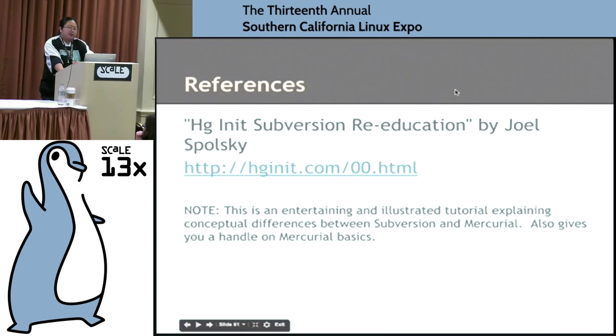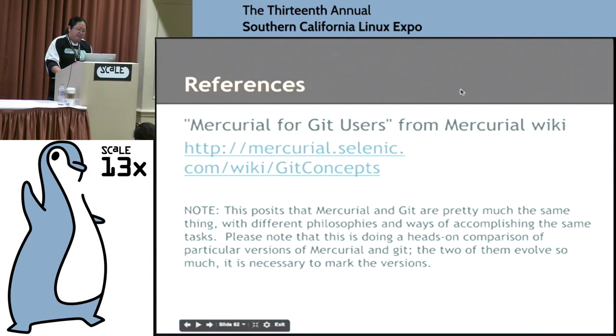If you come from the Subversion world and you suddenly find yourself needing to learn Mercurial, I would recommend this resource. Joel Spolsky is a very good writer. He's very entertaining. And I guess he converted his whole company over from Subversion to Mercurial. And so he has a really clear explanation of the conceptual differences between Subversion and Mercurial, and it gets you moving to start using Mercurial in your day-to-day work.